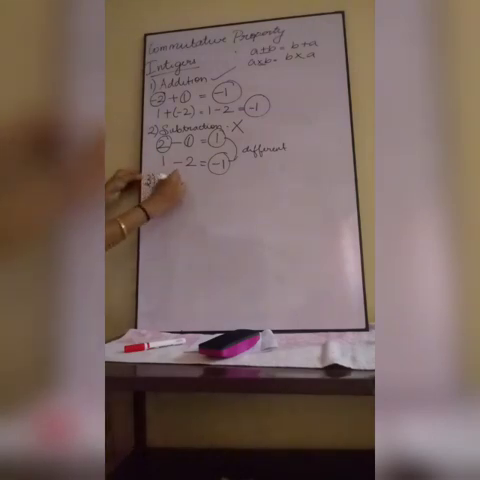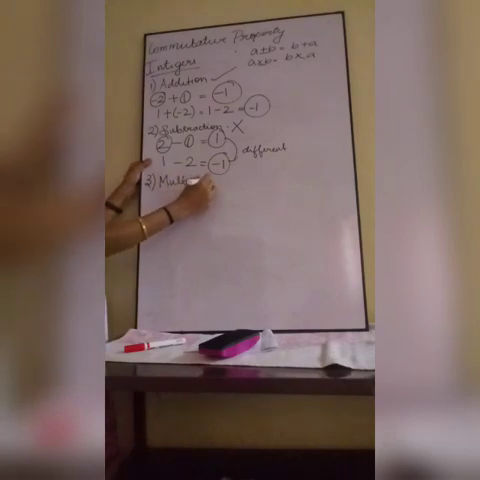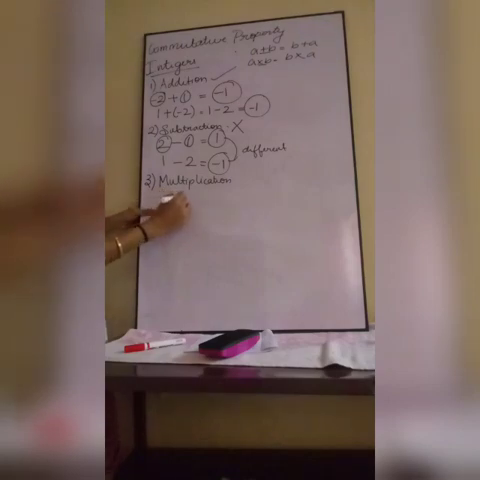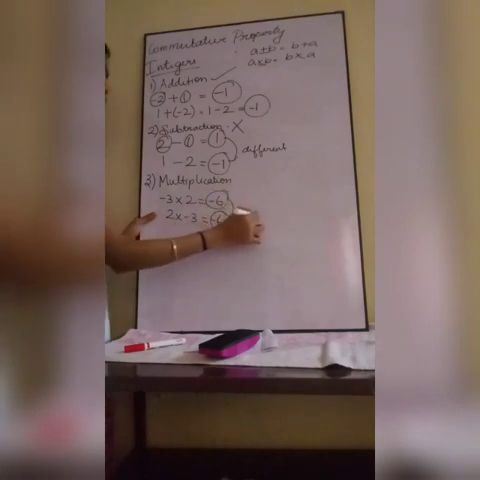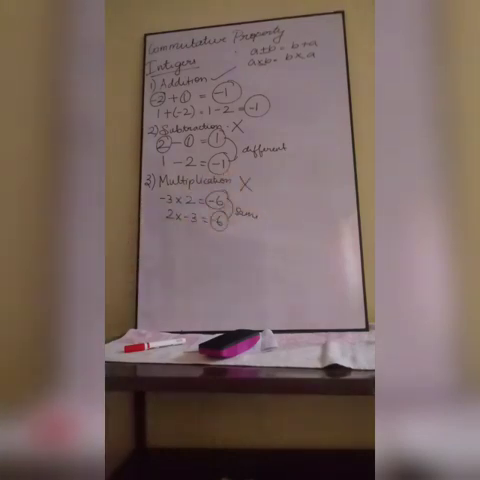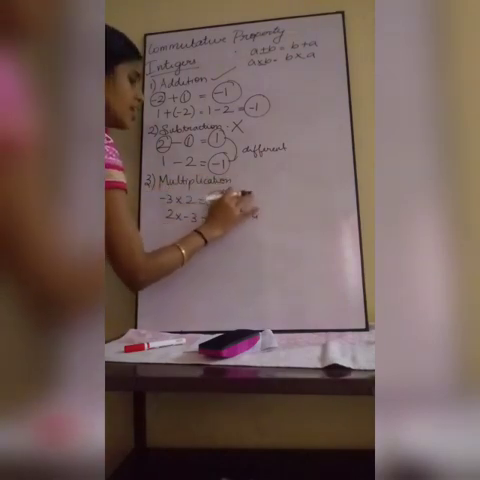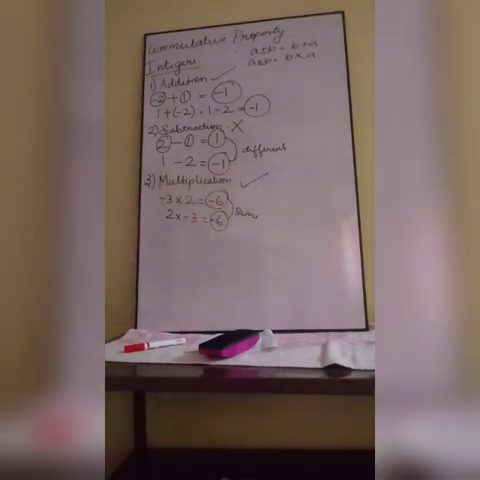Next is our multiplication operation. Now listen. Minus 3 into 2. 3 2s are 6, minus into plus is minus. 2 into minus 3, 2 3s are 6, plus into minus is minus. So both are the same. So integers are commutative under multiplication. Both answers are the same.